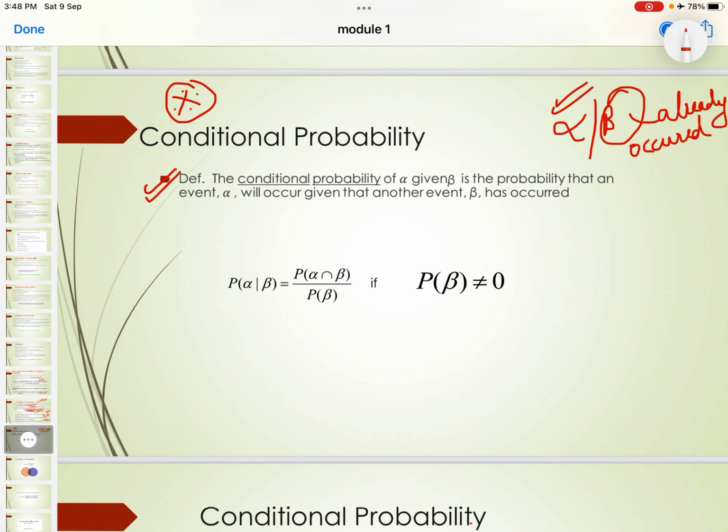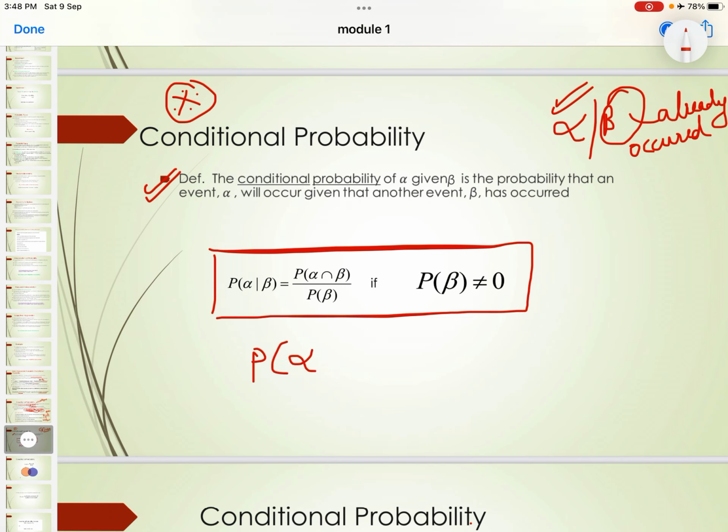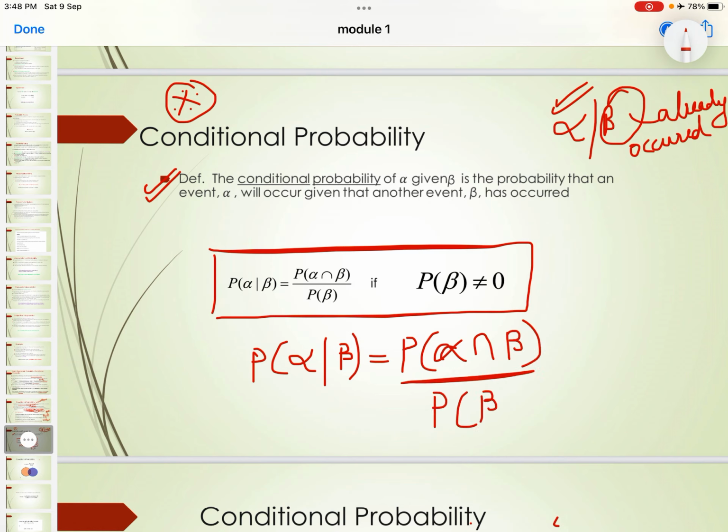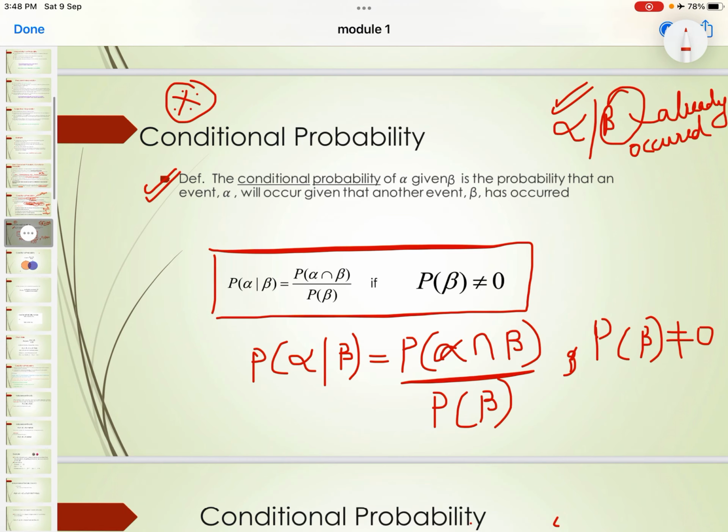So this is your formula: the probability of alpha given beta is equal to the probability of alpha intersection beta upon the probability of beta, where the probability of beta should not be equal to 0. If it is equal to 0, then you cannot solve it, right? So the denominator should not be equal to 0. What is the denominator? The denominator is the probability of beta, that is, the probability of the event which has already occurred.